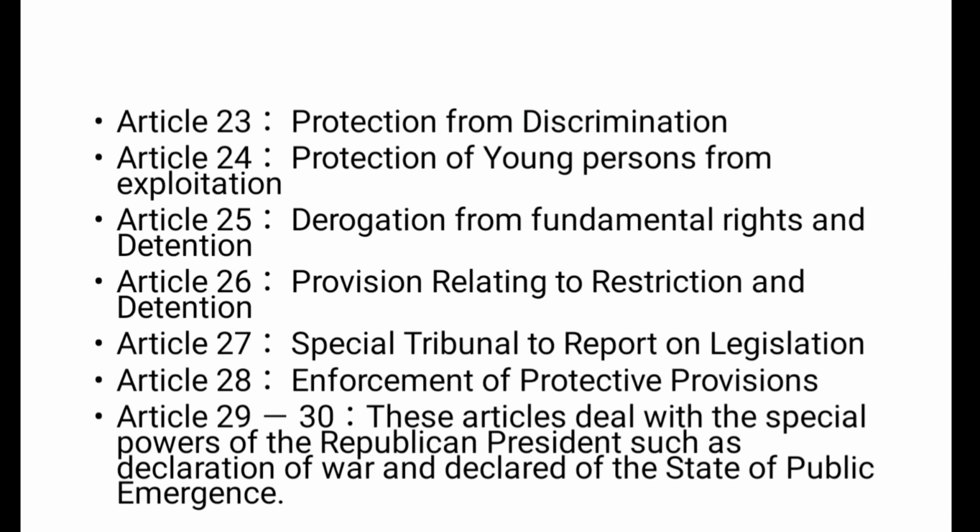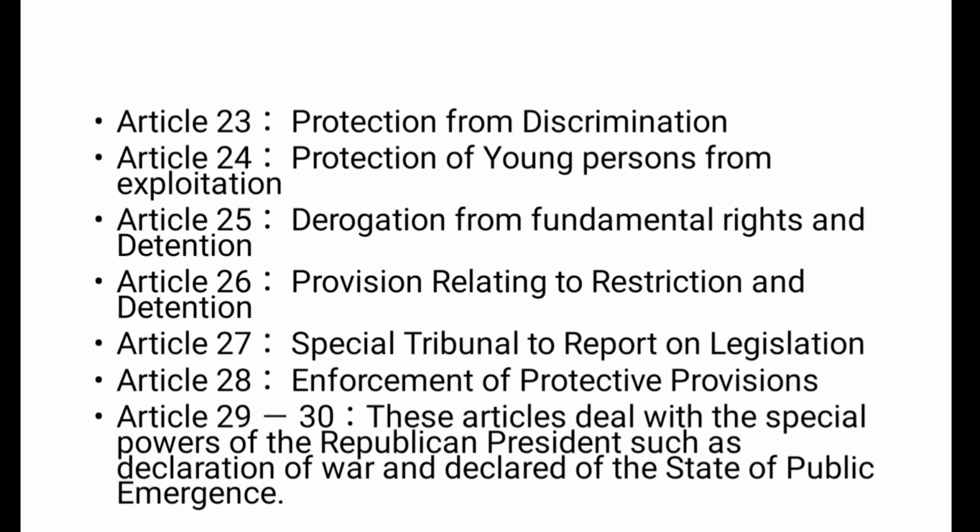Then we also have Article 24, which stipulates the protection of young persons from exploitation. Now, this article prohibits engagement of young persons in any occupation or employment which would prejudice one's health or education or interfere with physical, mental, or moral development. It also ensures the protection from physical ill treatment of all forms of neglect, cruelty, and exploitation. Then it prohibits trafficking of young persons. Then aside from that, we have Article 25, which is the derogation from fundamental rights in detention.